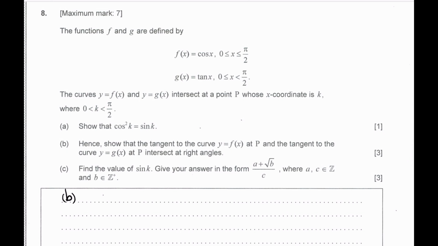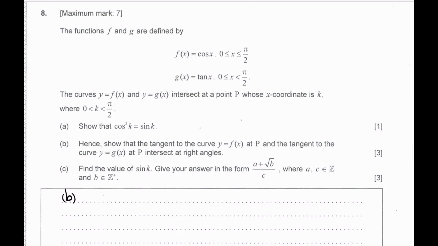Recall that if we want to show that two lines are perpendicular or intersect at right angles, we want to see if the product of the slopes of these two lines is -1 or not. If the product of the slopes of two lines is equal to -1, this means that these two lines intersect at right angles.